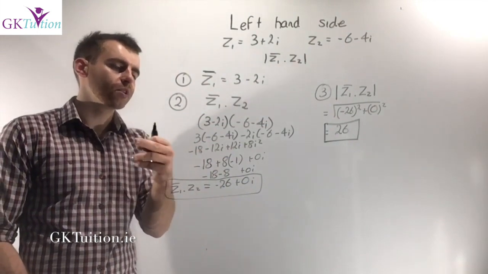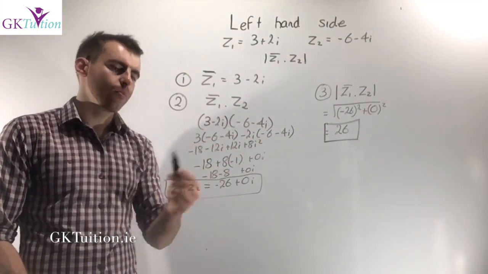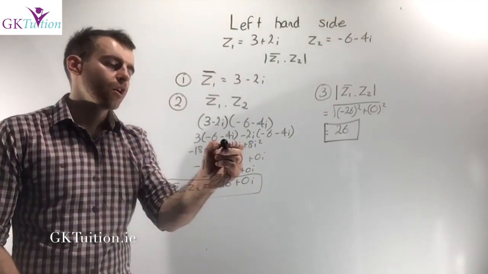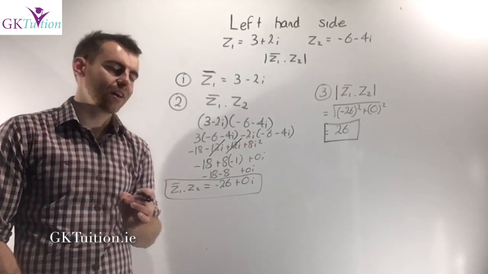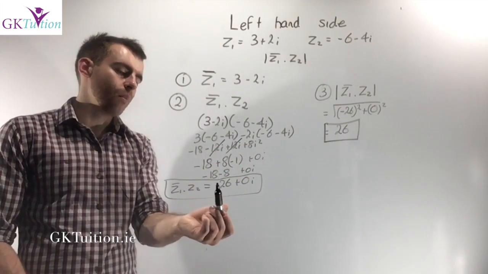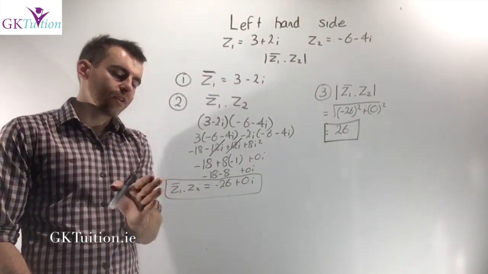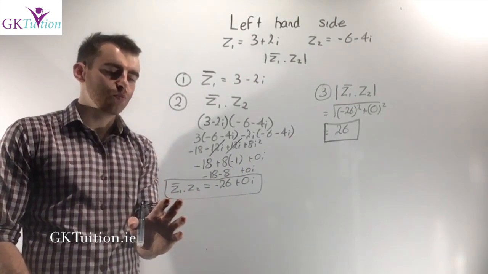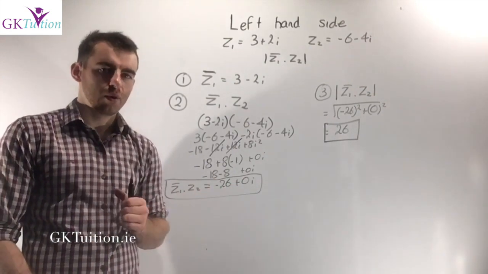It's the first thing in the first bracket by the second bracket, second thing in the first bracket by the second bracket. When you multiply this out, coincidentally the middle terms actually cancel and the i's cancel out, and you're left with minus 26 plus 0i. So I've worked out at this stage that the conjugate of Z1 multiplied by Z2 is minus 26 plus 0i.